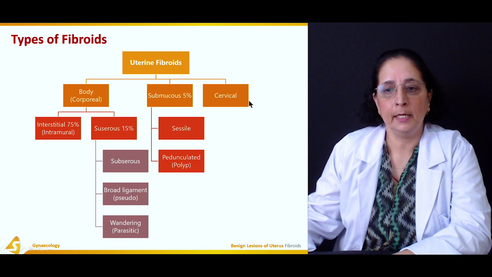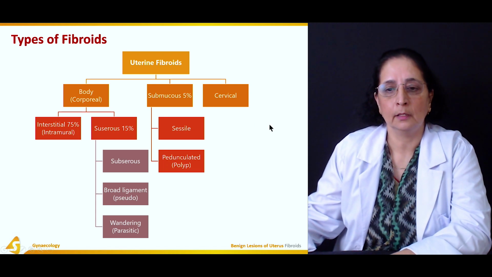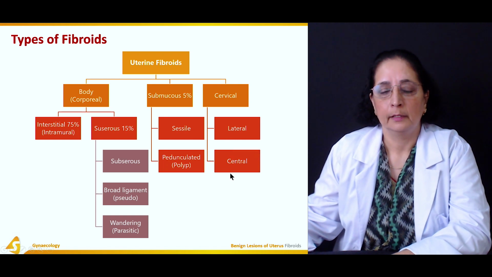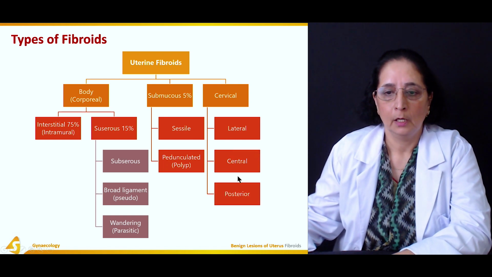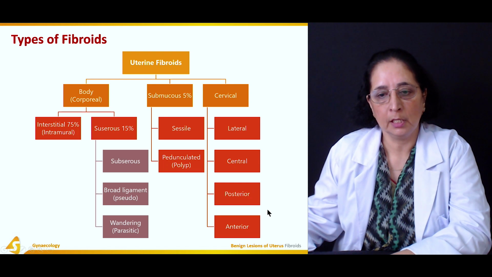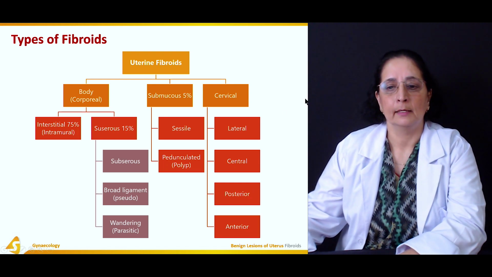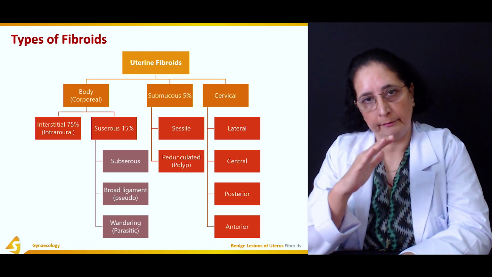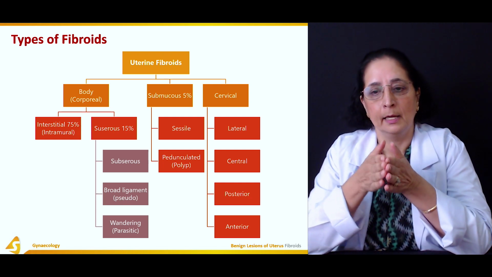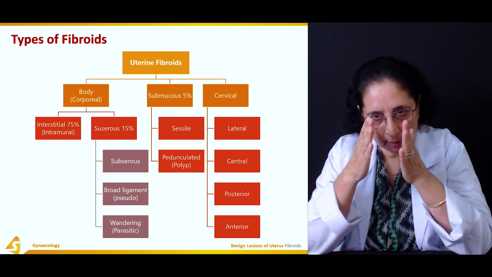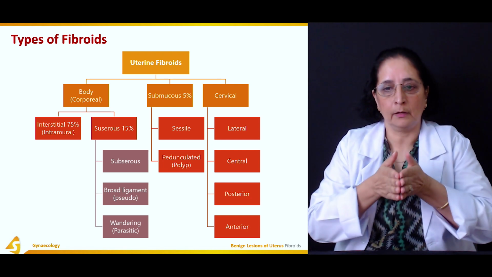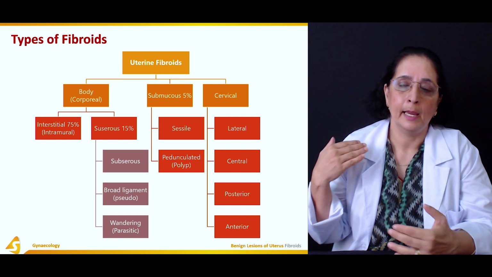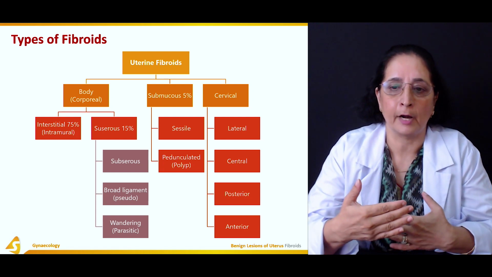They can be in the cervical region. In the cervix, they can be lateral, central, posterior or anterior. Lateral is away from the side, away from the midline. Central is just in the center or in the midline. Posterior is on the back, anterior is in the front.